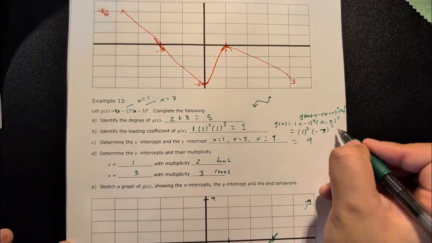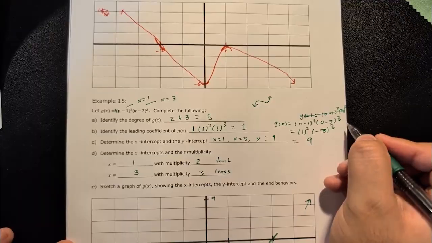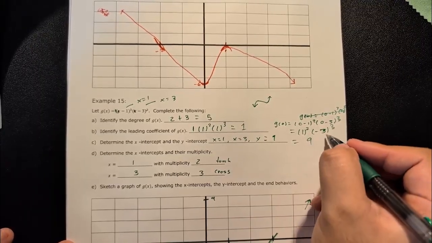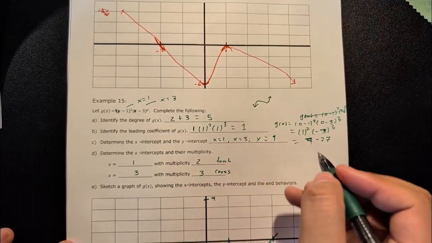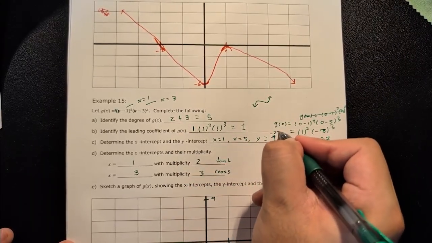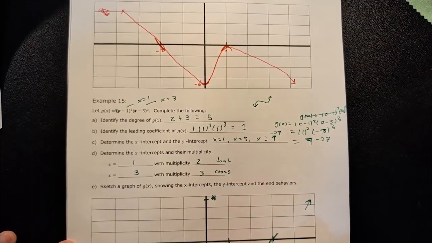Oh, that's what it is. This isn't a power of 2, this is a power of 3. So this is negative 27, not 9. Negative 27. My bad.